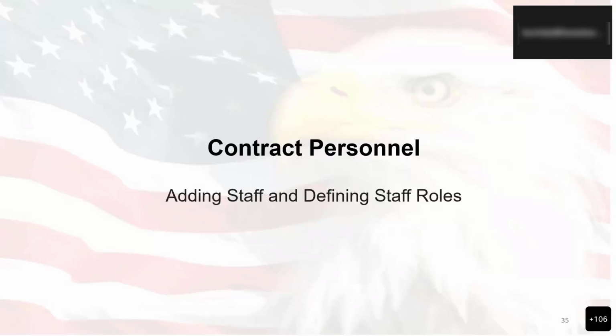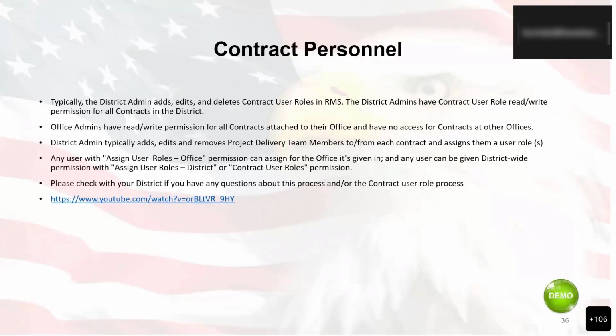All right, the next section is contract personnel. This section is referring to adding staff and defining staff roles for the contract. Typically, the district admin adds, edits, and deletes contract user roles in RMS. So if you are the district admin, then you have specific roles to be able to add, edit, and delete a contract user role. The district admins have contract user role read write permissions for all contracts in the district.